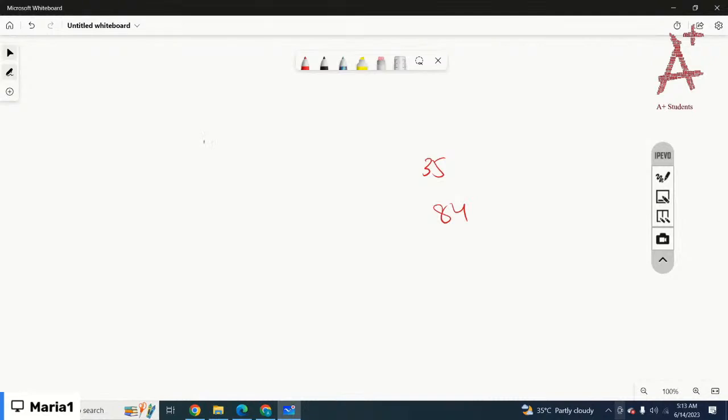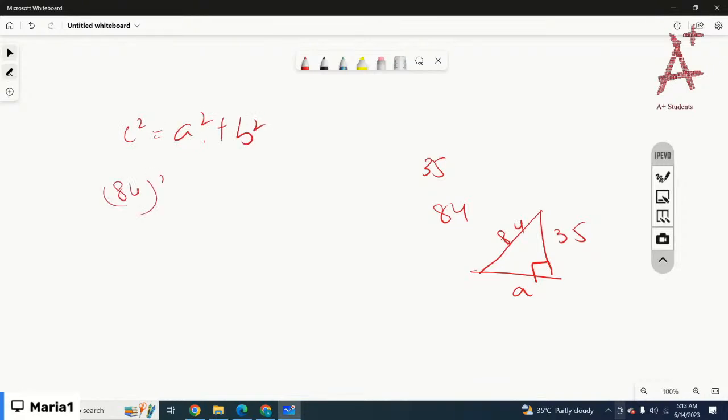Okay, you have to calculate the distance between them. It would be like this. You have to calculate this distance. It would be 35 and that would be 84. So it would be c square equals a square plus b square. C is 84, so it would be 84 square equals a square plus 35 square. Just move 35 square to the other side, so it would be 84 square minus 35 square equals a square.